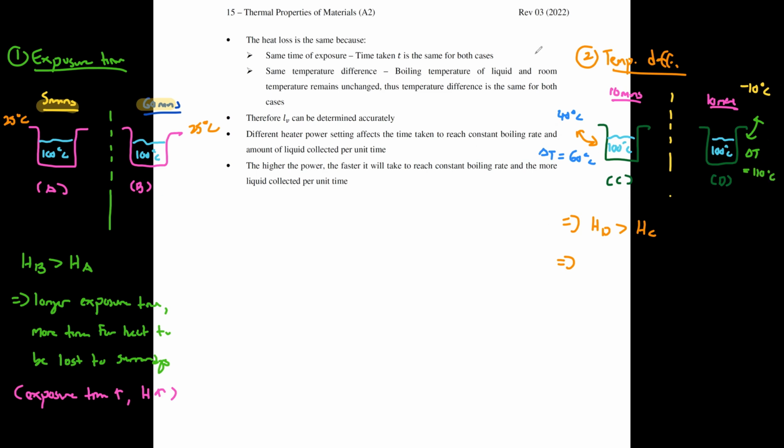Okay, so here you can say that the heat loss from D will be more than the heat loss from C, because the temperature difference is larger. So if I wanted to write something about it, this is probably what I will say. The larger the temperature difference, the greater the heat loss. Meaning to say, if delta T, the temperature difference, is large, your heat loss will be large too.